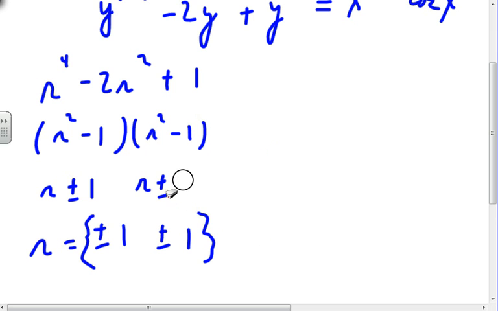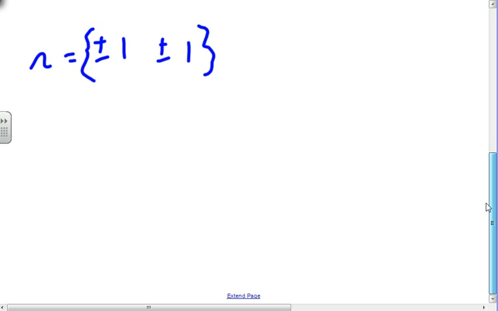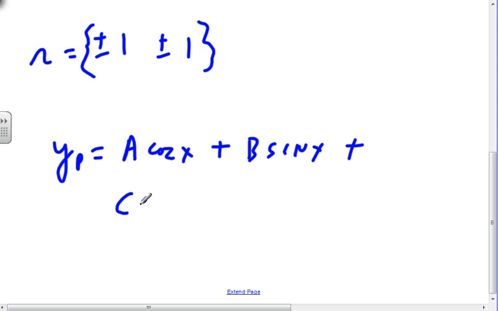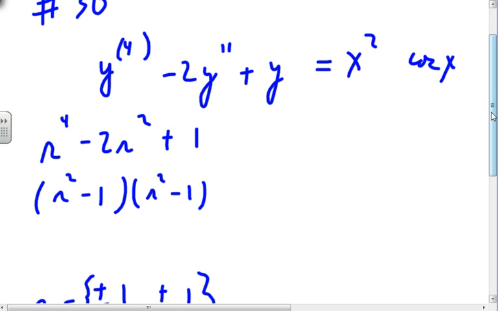All right, we can get rid of that line. And none of those guys are up here, so they're not going to cause me any problems at all. Okay, so y sub p is going to be a cosine x plus b sine x plus c x cosine x plus d x sine x plus e x squared cosine x plus f x squared sine x. Okay, all done with that.